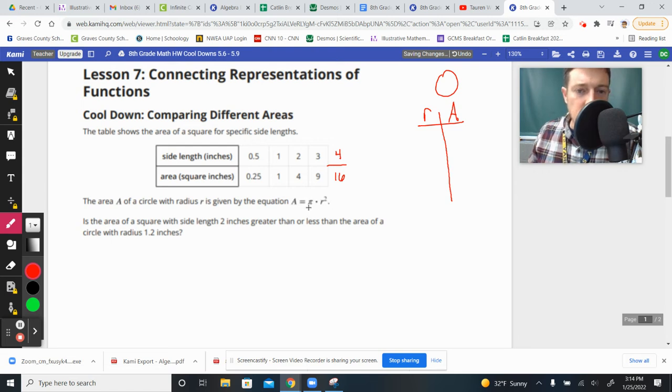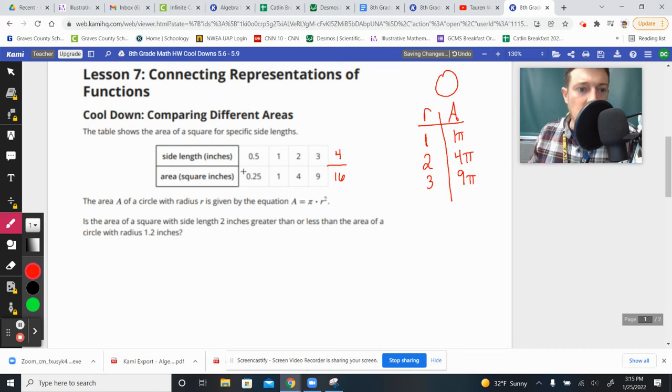All right. So for example, if my radius is 1, then I square that. 1 times 1 is 1 times pi. I get 1 pi. If my radius was 2, I would take it, square it. 2 times 2 is 4, times pi would be 4 pi. And if it's 3, so on and so forth, 3 times 3 is 9, 9 times pi would be 9 pi.